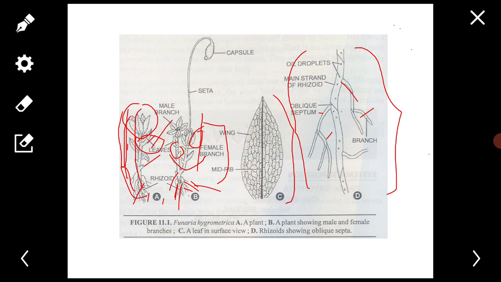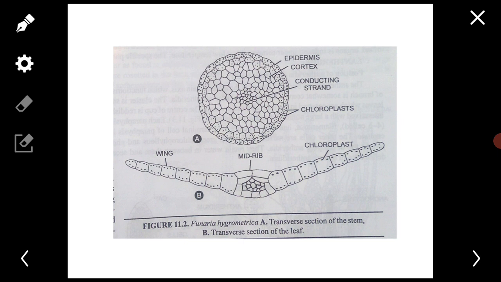Each leaf is flat, bright green in color, ovate in shape, with pointed apex and entire margin. The leaves are sessile and have a well defined midrib. Next, the internal structures.